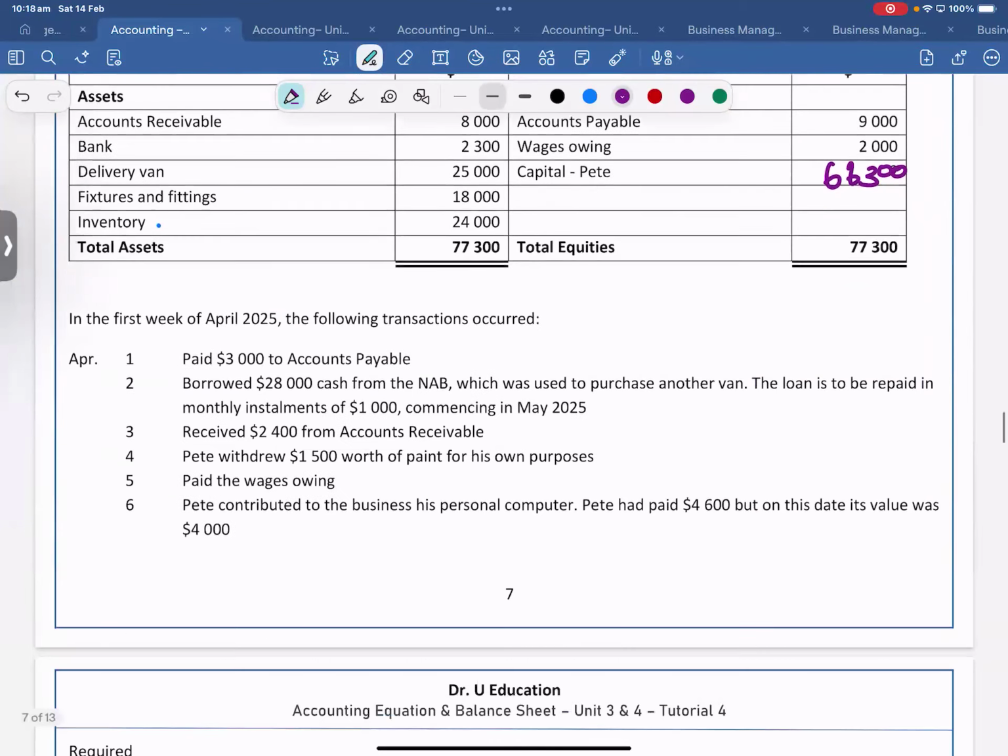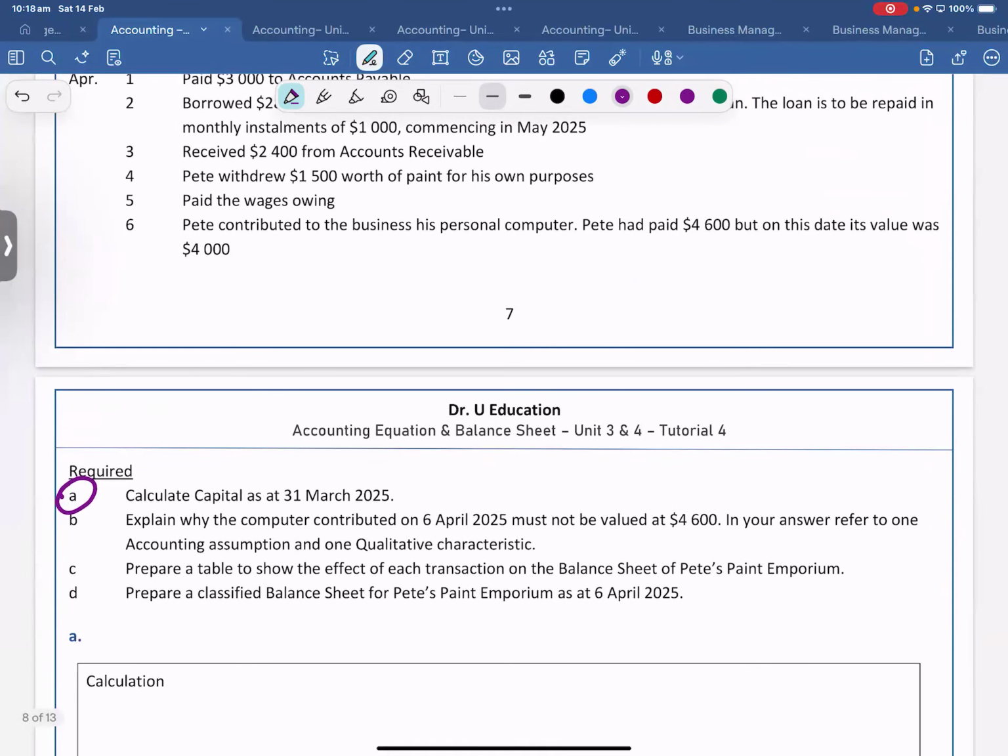Now after that, have a look at part B. That's a theory question, don't note it right now. Okay. Right. Part C. I mean, if you want, you can read it. Explain why the computer on 6th April must not be valued at 4600. Okay. Right. So it's his personal computer. Yes, personal, because he purchased it.